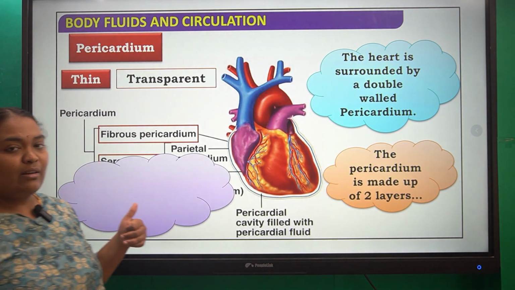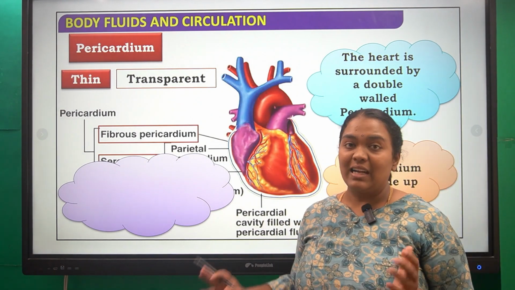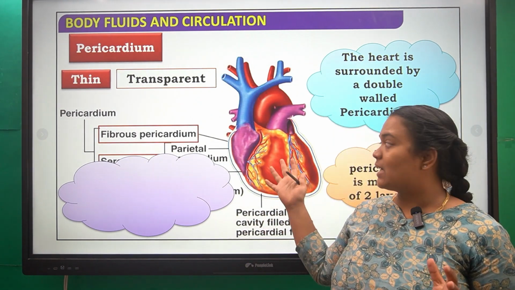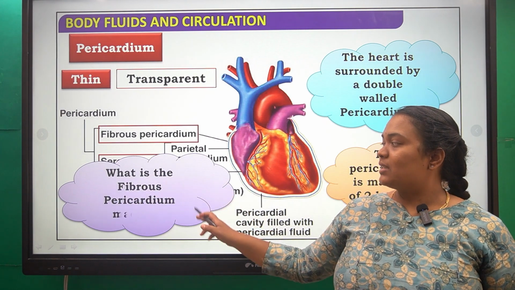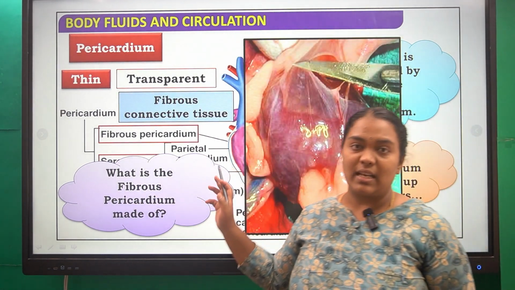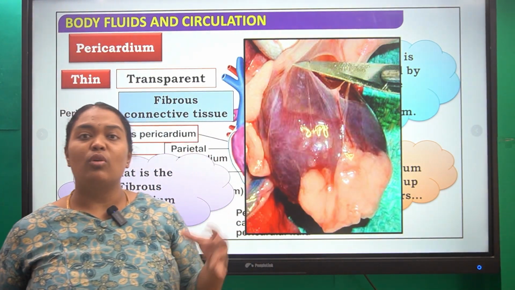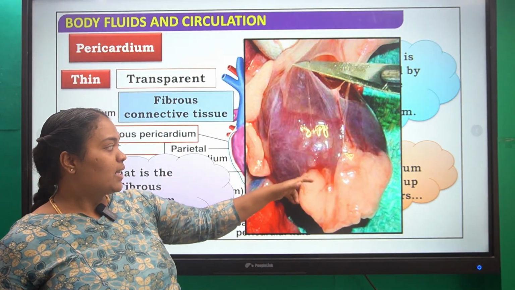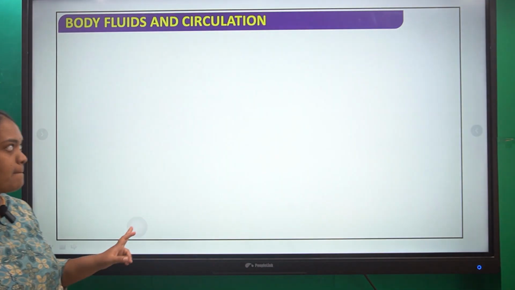It is thin and transparent. So this layer is thin and it is transparent, which means that the heart can easily be observed from this layer. So what is the fibrous pericardium made up of? It is made up of fibrous connective tissue. So the entire connective tissue is having more amount of fibers in it. You can see here, this is the fibrous connective tissue.